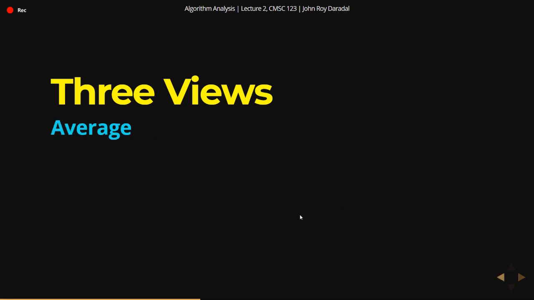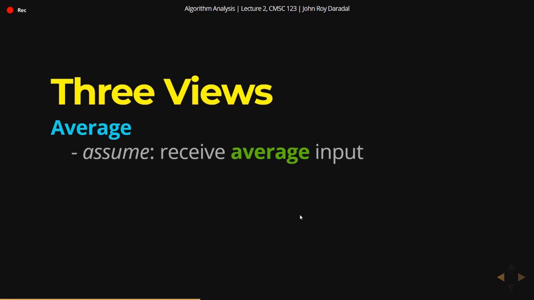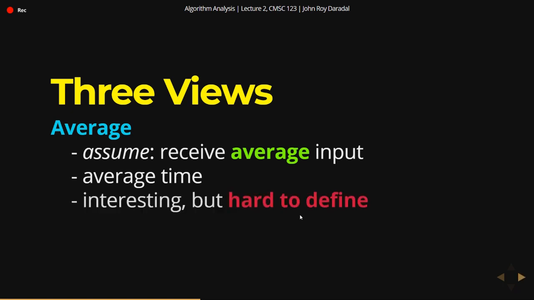The next one, we could have the average view. We'll assume that we'll receive the average input. So we'll get the average time. It's a little interesting to get the average view. However, it's hard to define what average is. So for example, in counting A's, what is the average number of A's in a word or a string? We don't know, right? So it's really hard to define what average is.